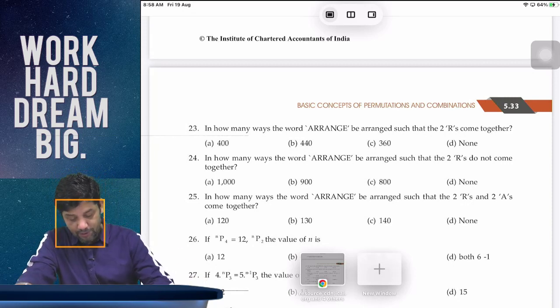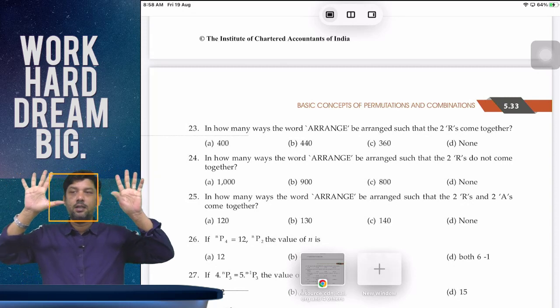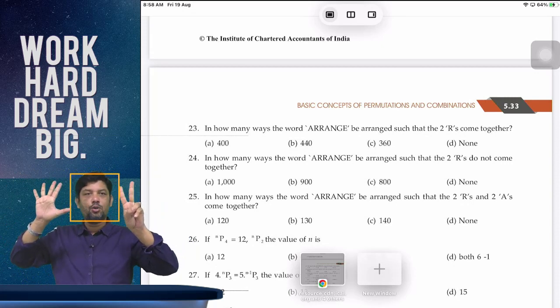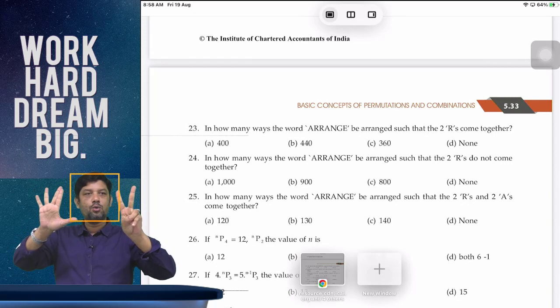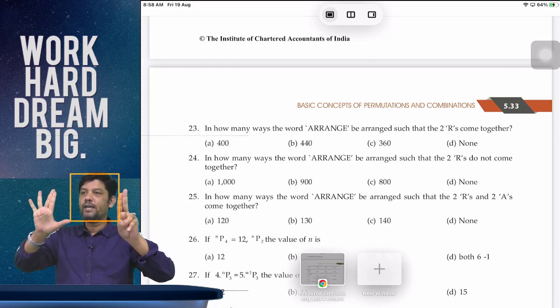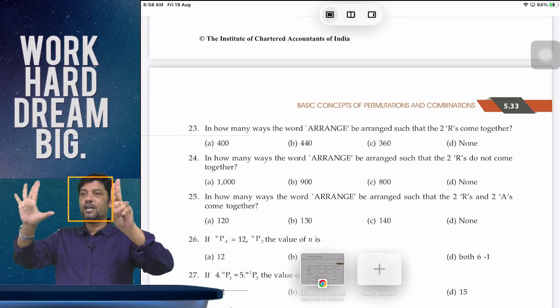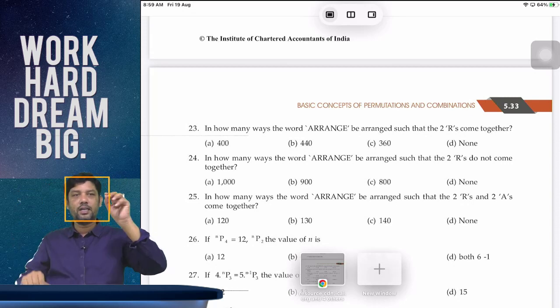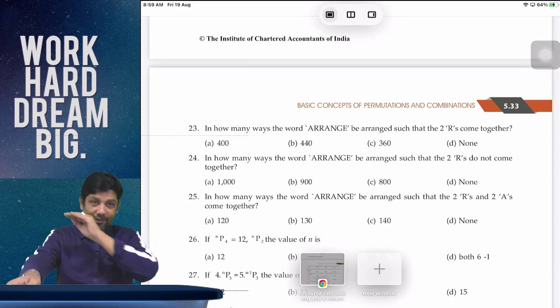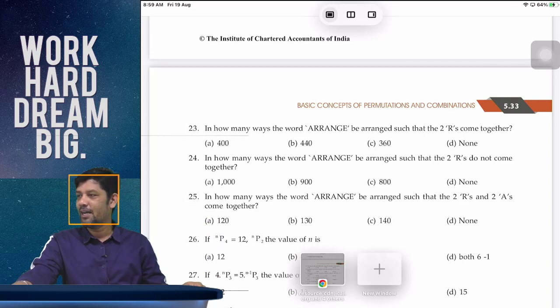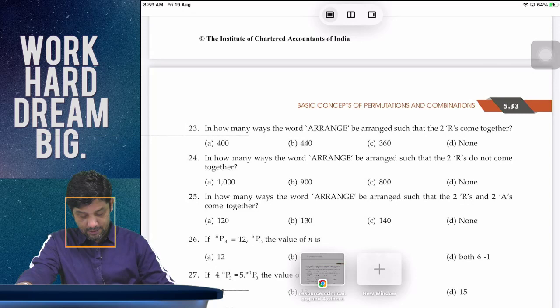Next, in how many ways can the word be arranged so that two R's and two A's come together? Look at this. 7-letter word, 2 R's, 2 A's. 2 R's together, 2 A's together. 2 R's can be arranged among themselves in 2 factorial ways. 2 A's can be arranged among themselves in 2 factorial ways. There is no constraint for the remaining letters. Now tell me how many letters are there in front of you? 5. So is it 2 factorial into 2 factorial into 5 factorial divided by 2 factorial into 2 factorial? Our answer is 120. Am I right? Fantastic. Have you all got this? Okay, next.